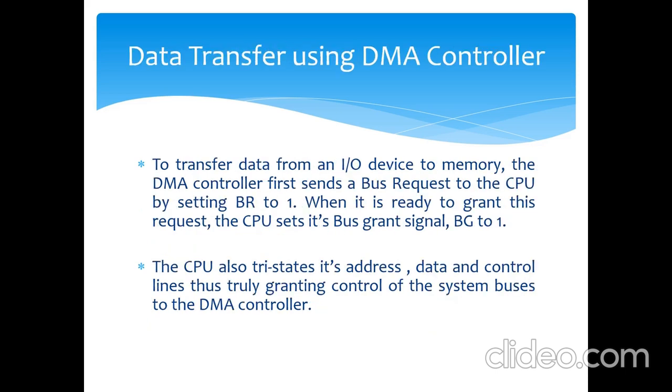Implementation of DMA data transfer using the DMA controller. DMA means transferring the data from input and output devices to the memory. The DMA controller sends the bus request to the CPU, setting bus request to 1. When it is ready to grant the request, the CPU sets its bus grant signal to 1. The CPU also tri-states its address, data and control lines, thus guaranteeing control of the system bus to the DMA controller.